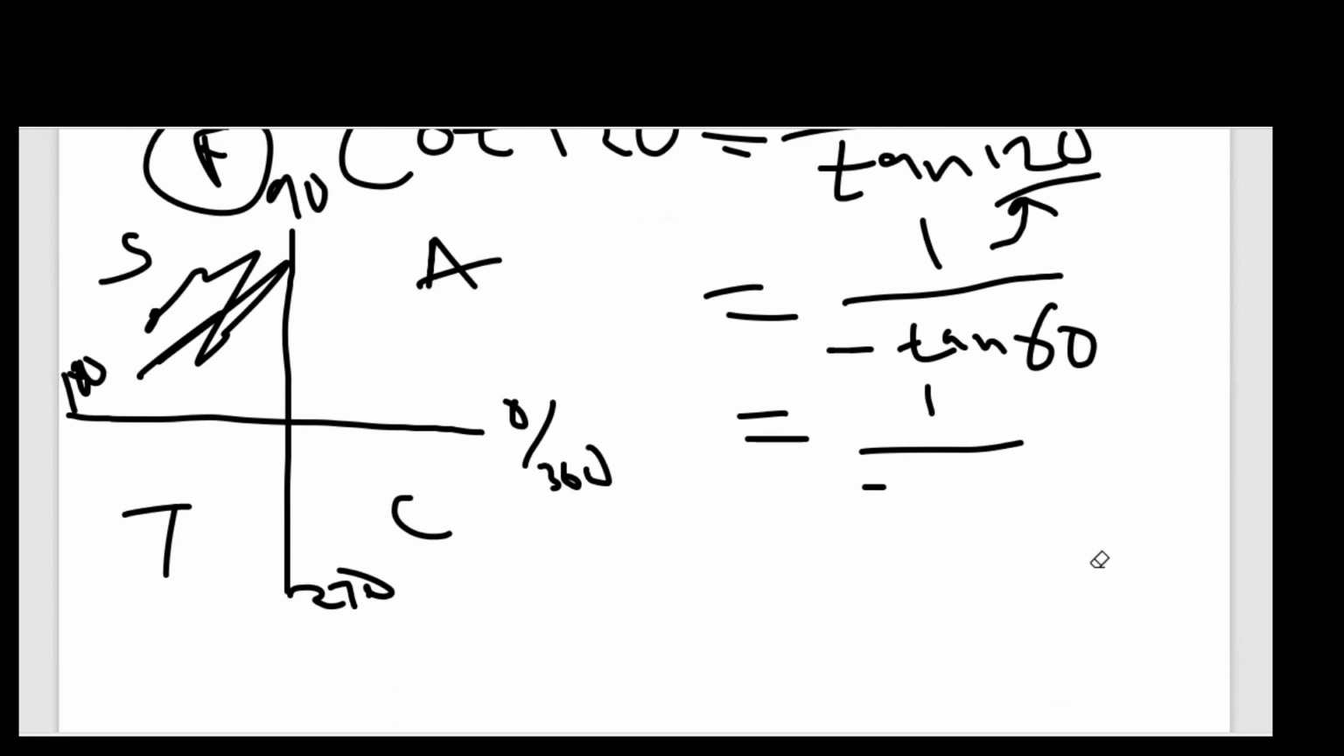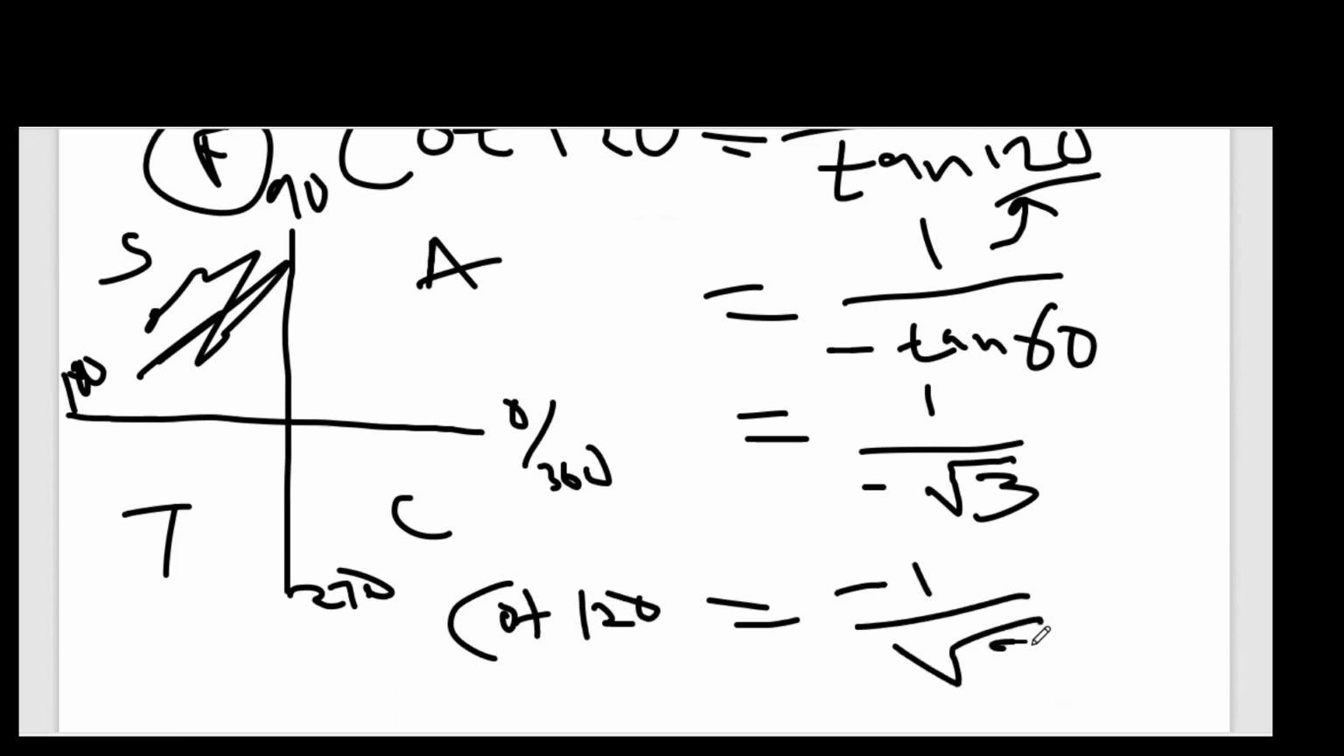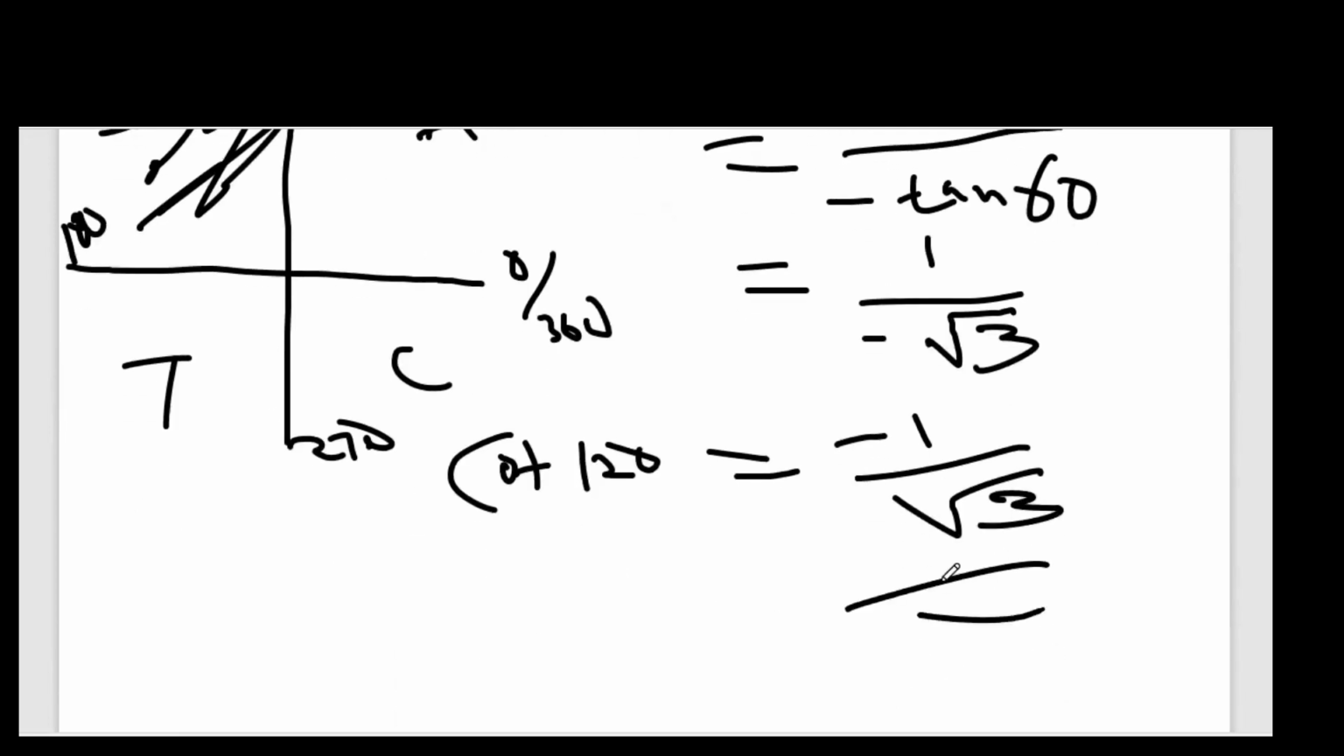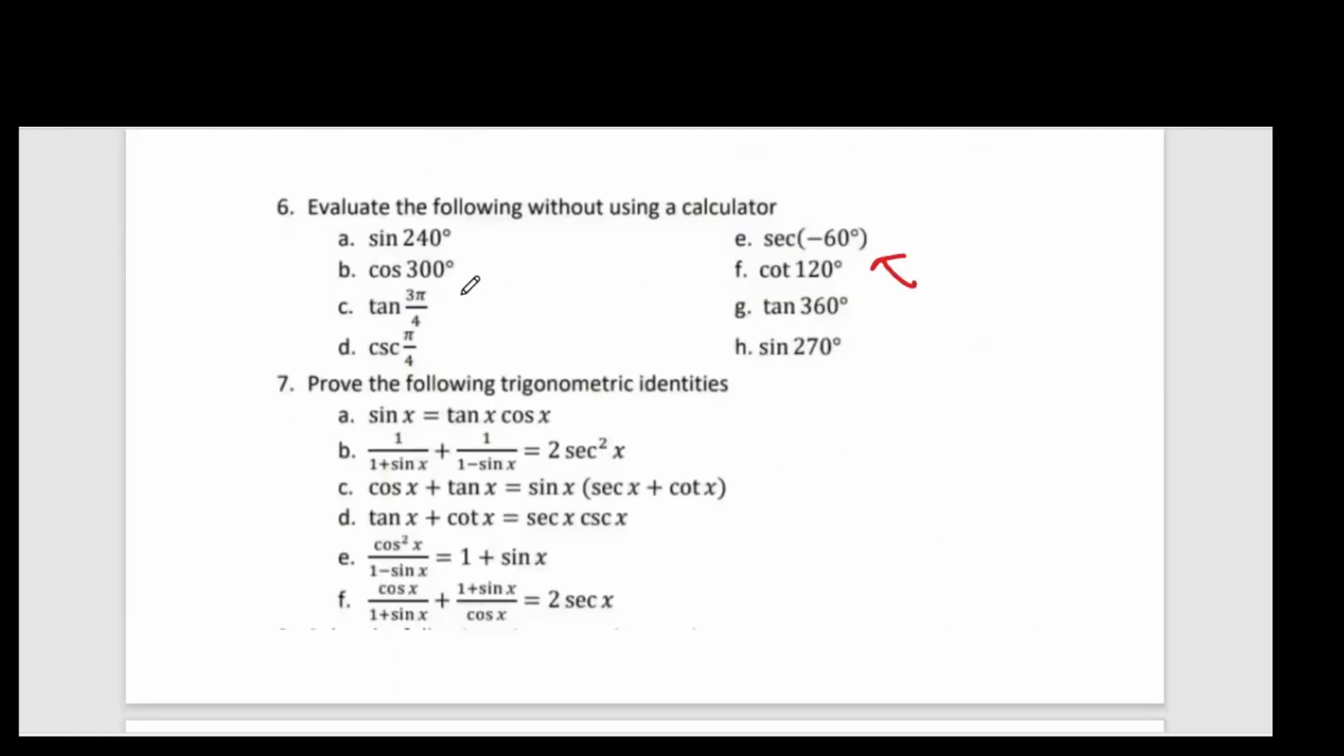You have to know them by heart. So tan 60, we know it's just the root of 3, right? So we're going to put root of 3 there. And so cot 120 is the same as minus 1 over root of 3. Okay, good. Let's move on.